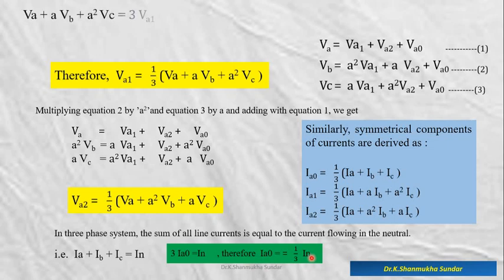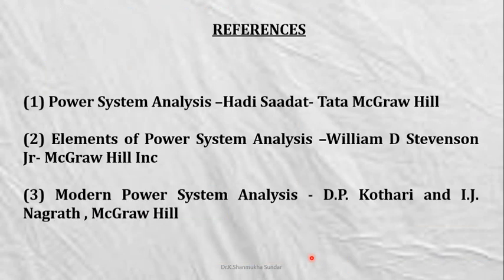Now these are a few references you can go through. The first one, Power System Analysis by Hadi Saadat. Elements of Power System Analysis, the second one. Then Modern Power System Analysis by D.P. Kothari and Nagrath, and all three are McGraw-Hill publishers. So you can go through these references for more details.